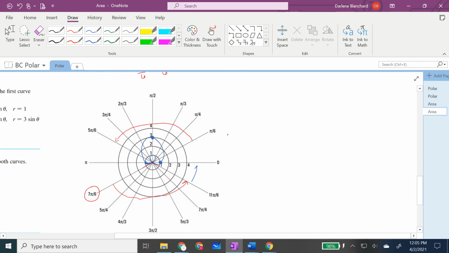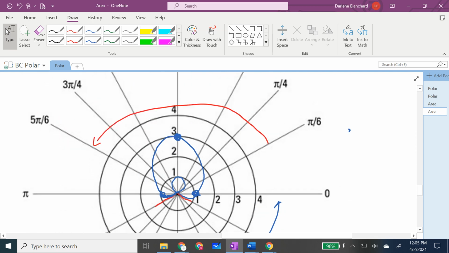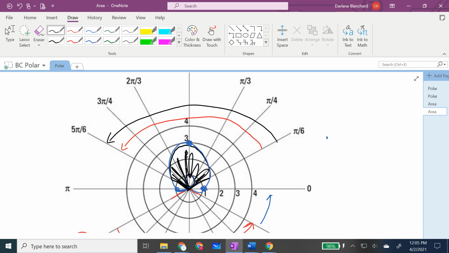However, if I'm looking at the polar graph, I could be deceived because it looks like it's occurring from pi over 6 to 5 pi over 6. But if I look at area from pi over 6 to 5 pi over 6, it's going to find me this area. And that's not what I wanted. So it's always looking at what is the angle that creates the graph.